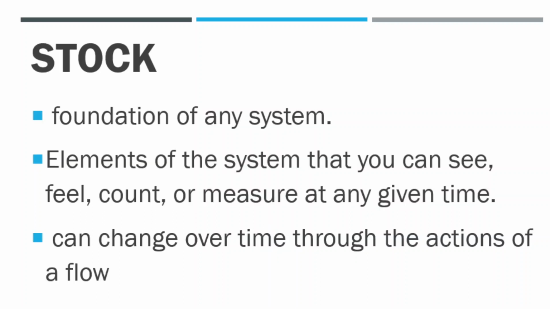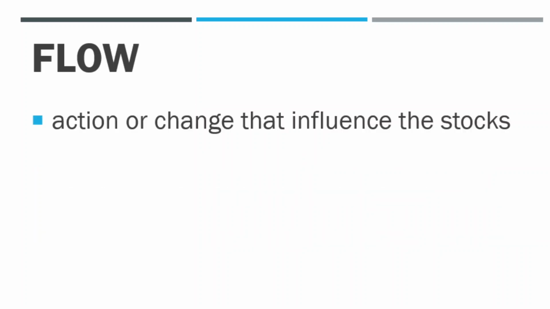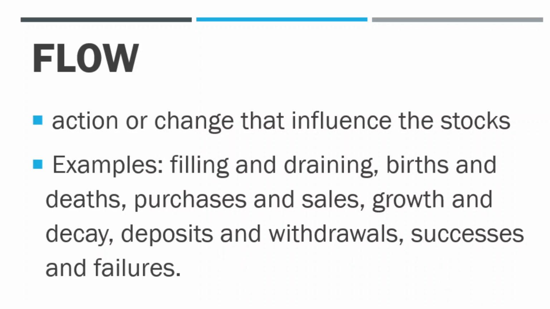It is said here that stocks can change over time through the actions of a flow. A stock can decrease or increase, depending on the flow. Now, what is a flow? This is the action or change that influences the stocks. For example, filling and draining. For example, you have a bucket, you fill the bucket, so the water increases because you filled it. Now, when you drain, for example, the bathtub, you remove the plug, you drain it, so the stock, the water, decreases.